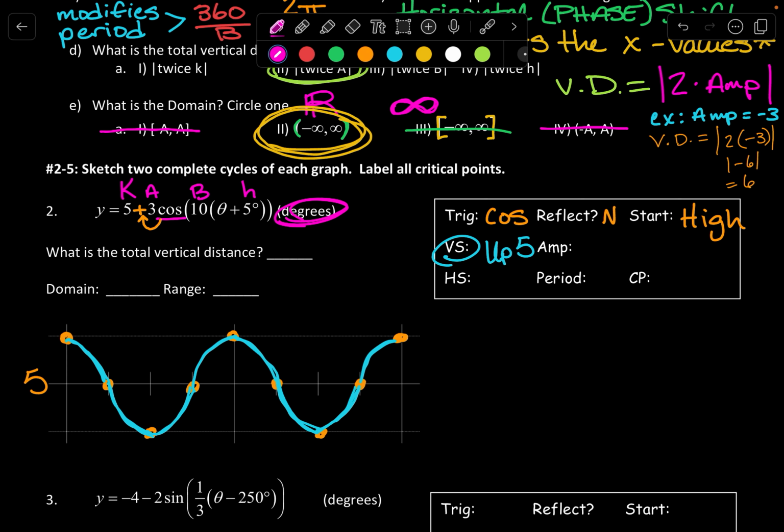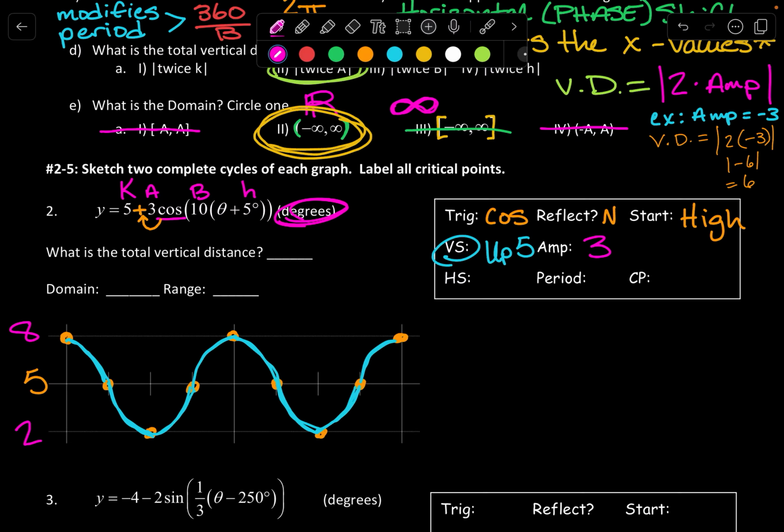Next, I like to look at the amplitude. This has an amplitude of 3. I got that from my A value. That means the maximum number will be 5 plus 3, and the minimum number will be 5 minus 3. So I've got my max and my min right there.